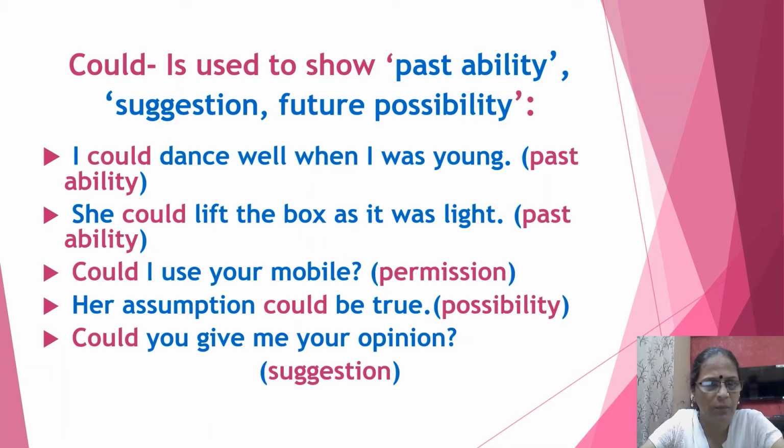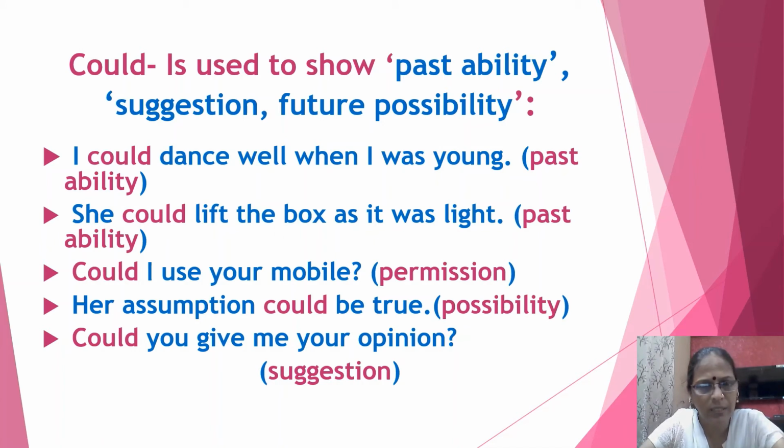Then next example, she could lift the box as it was light. Here also could modal auxiliary is used to show past ability. Means the box was light, so she was able to lift the box. It means that it shows past ability. Could I use your mobile? In this example, could modal auxiliary is used for seeking permission.